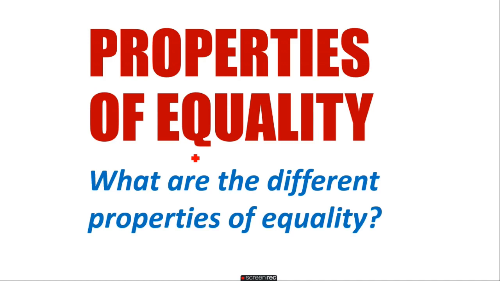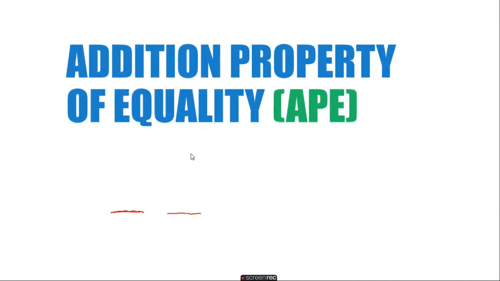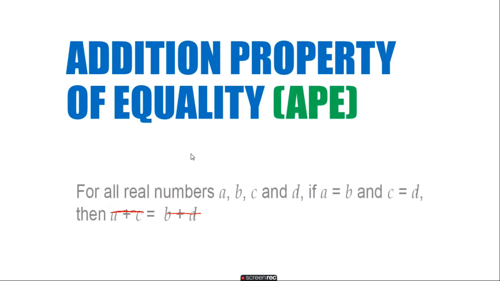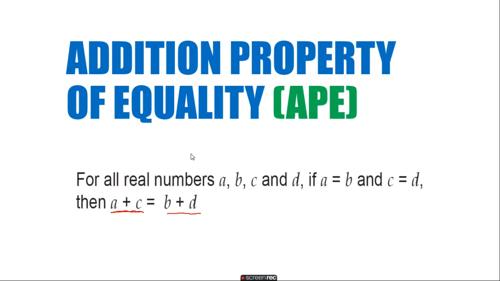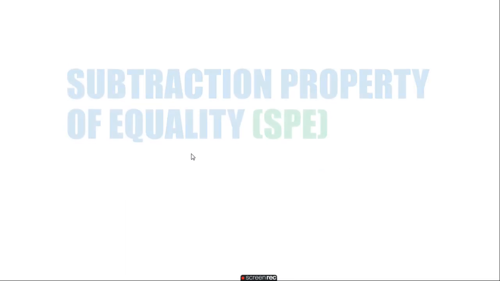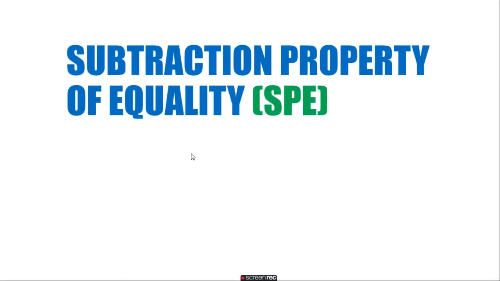So what are the different properties of equality? We start with the addition property of equality. Here we say for all real numbers a, b, c, and d, if a is equal to b and c is equal to d, then a plus c is equal to b plus d. So simply, in the addition property of equality, we are just adding all of the numbers given in a particular equation.